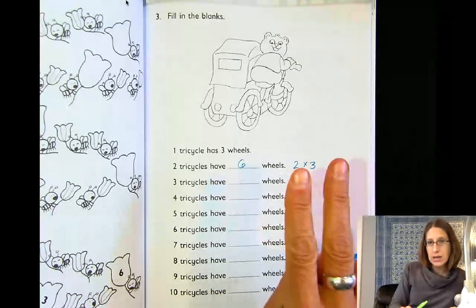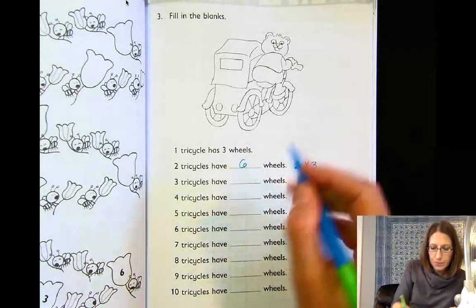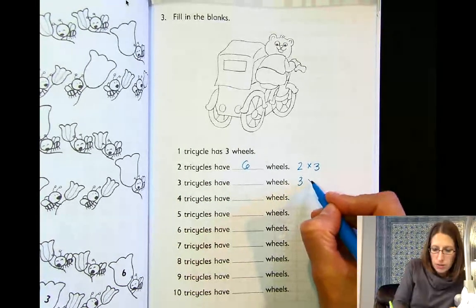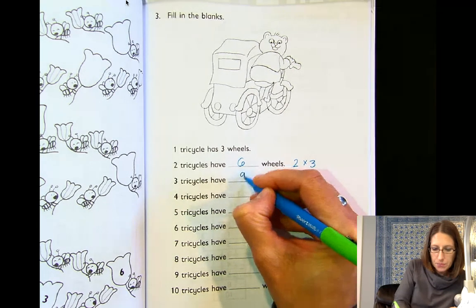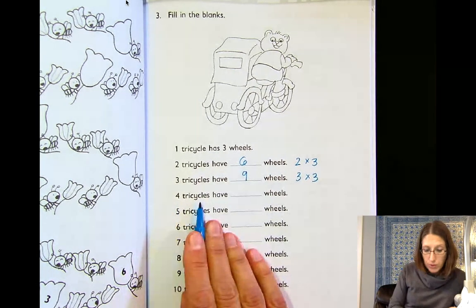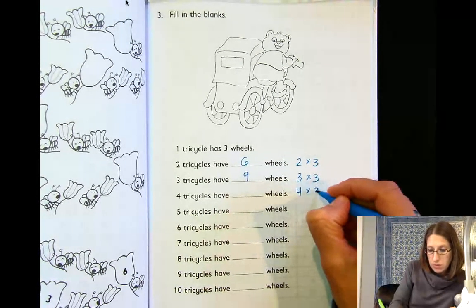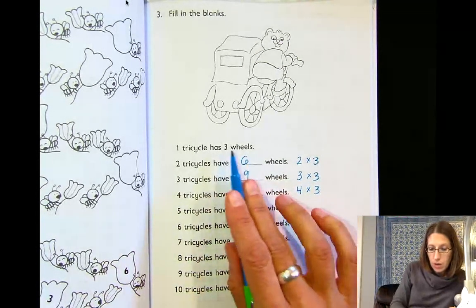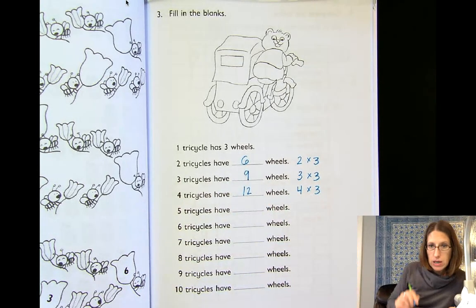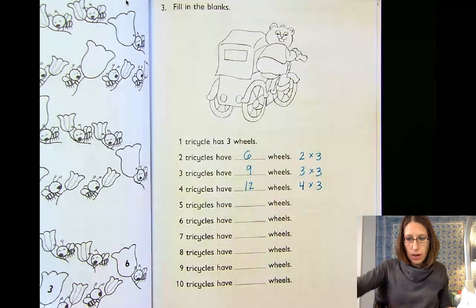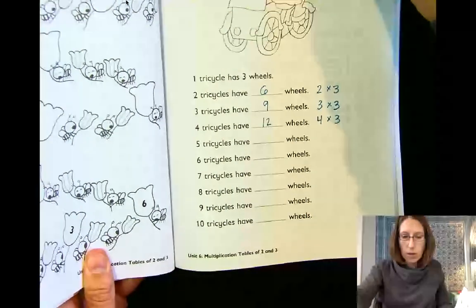3, 6, like that. 3 tricycles have, 3 times 3. Oh, I know 3 times 3 is 9. Right? 4 tricycles. Now we have 4 times 3. 3, 6, 9, 12, 15, 18. Okay, so this is how you do this page. And then there is one other page. This is your homework for today, is to stop at 133.